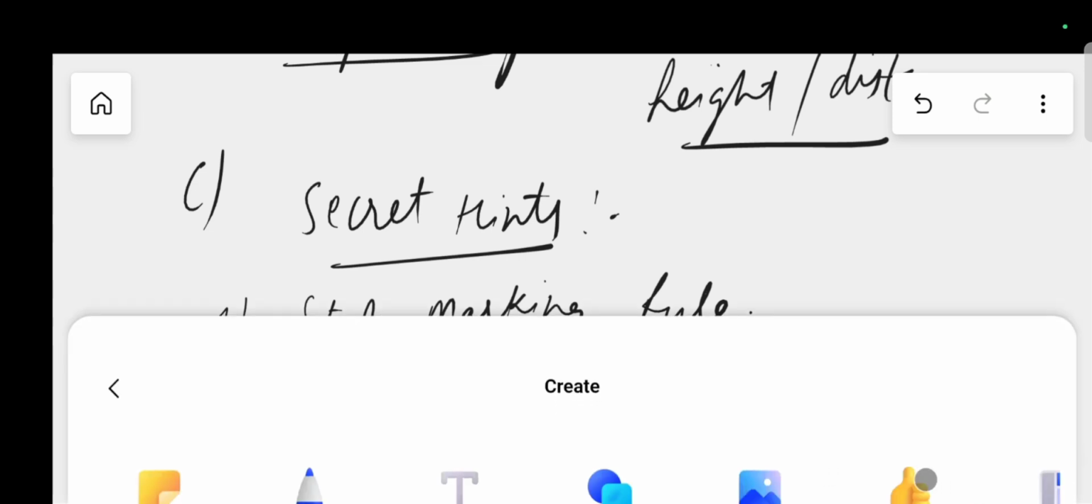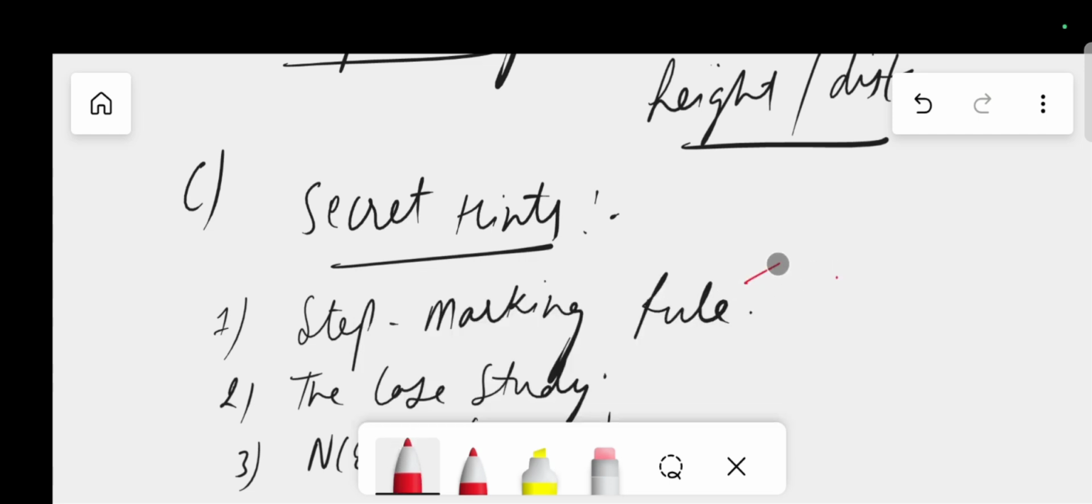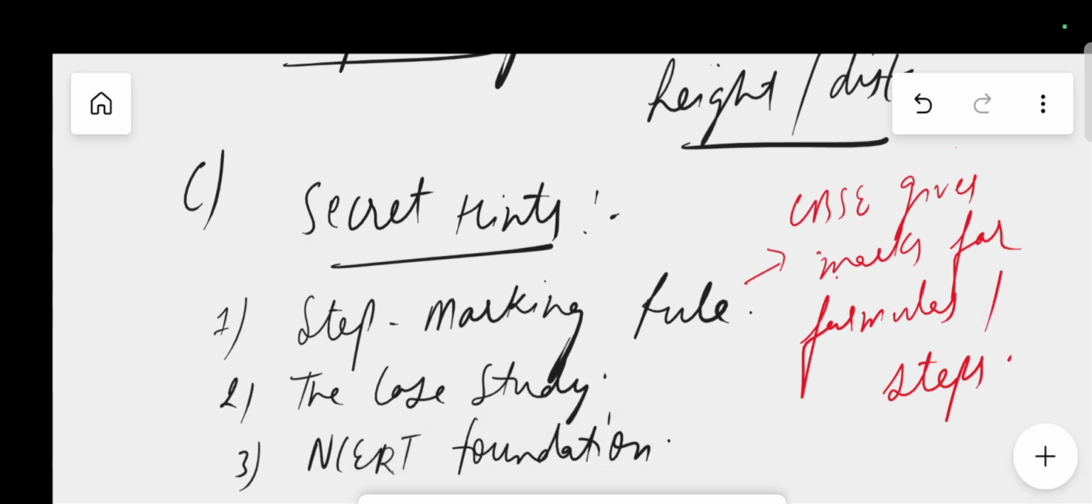First, the step marking rule. What does it mean? I cannot stress this enough. Even if your final answer is wrong, CBSE gives you marks for the formulas and steps. So my dear students, never leave a sheet blank. Okay, never. No student should leave a sheet blank.